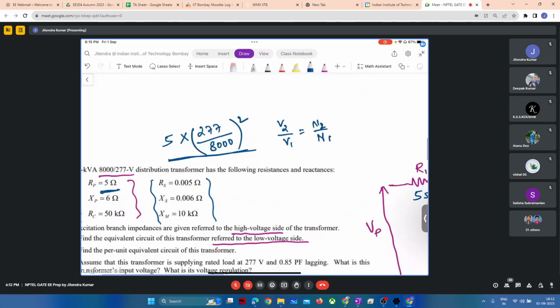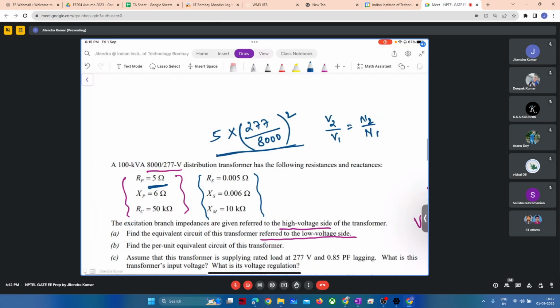In the meanwhile, I am referring the XP to the secondary side. So that will be XP dash. This is RP dash, or it's better to call it R2 dash, X2 dash. So XP is 6 ohm. Okay. And again, you have to multiply with the same ratio, 277 by 8000 squared. So those values we can write here.